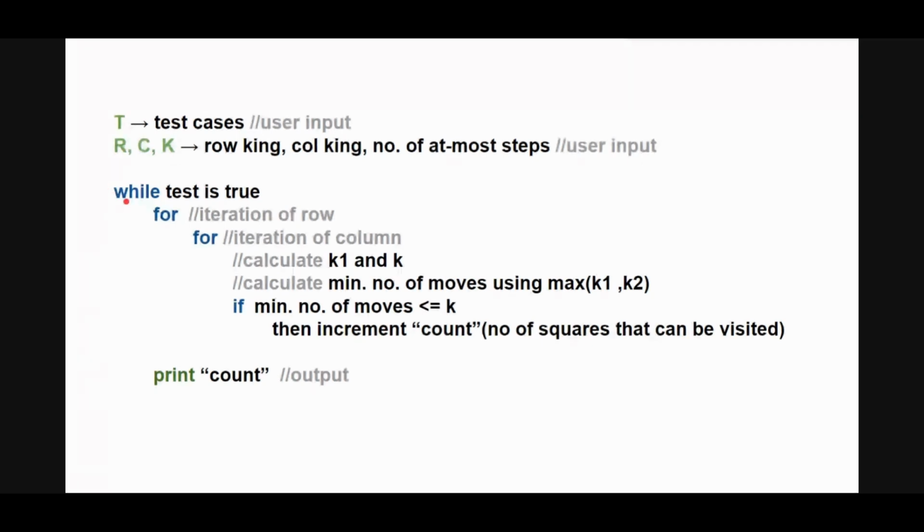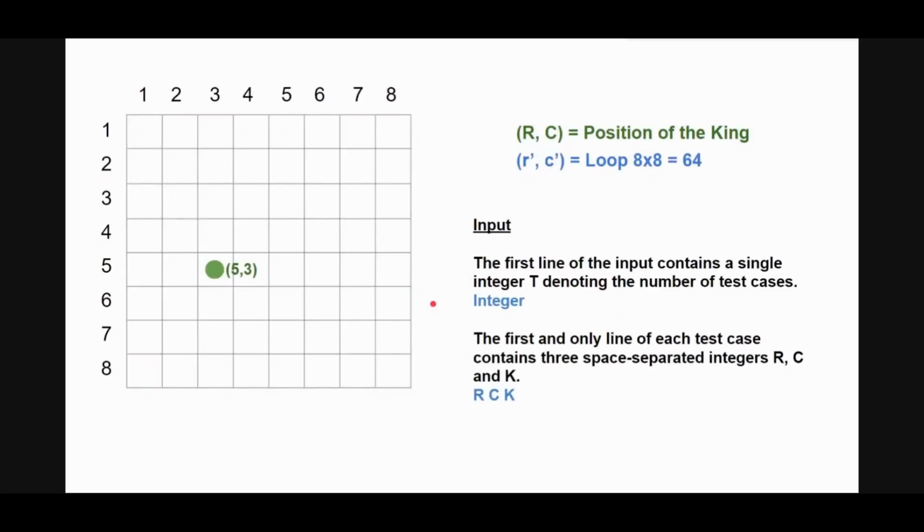We'll use a while loop for the test case, and for the iteration of rows we'll use a for loop. For the iteration of columns we'll use again a nested for loop, and then inside this for loop we'll calculate the values of k1 and k2. Here the minimum number of moves will also be calculated in the next step, which is the max of k1 and k2.